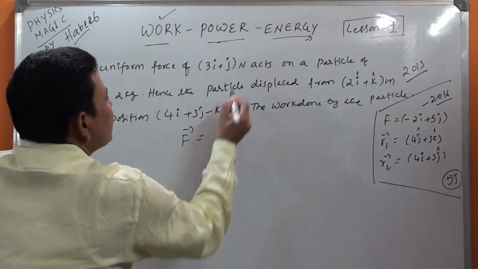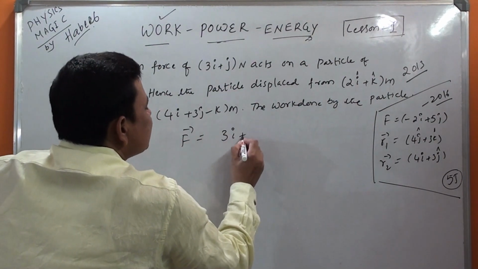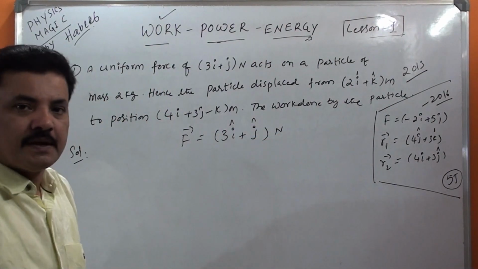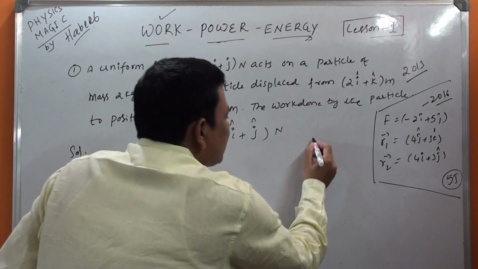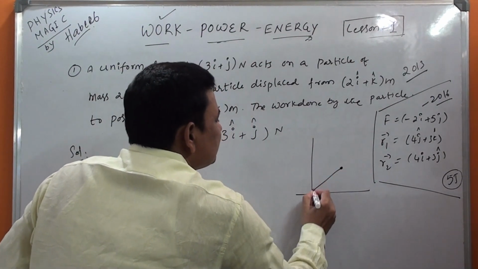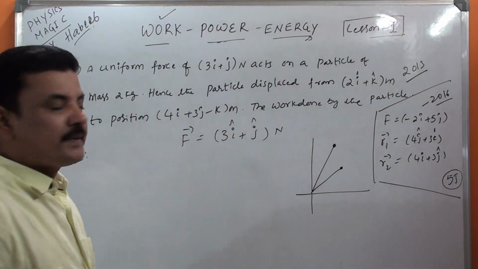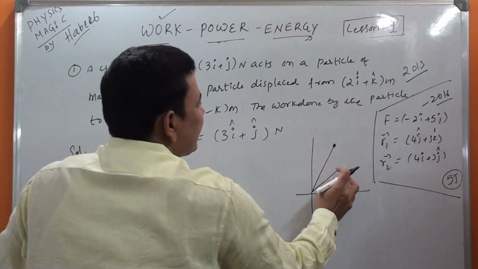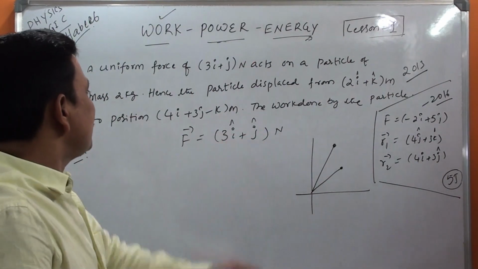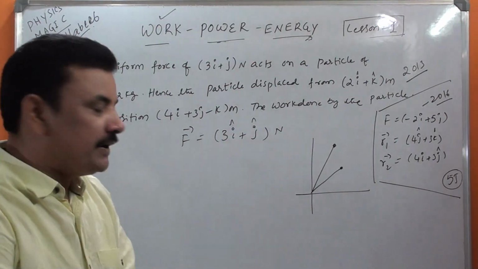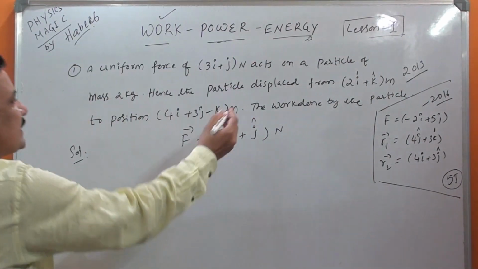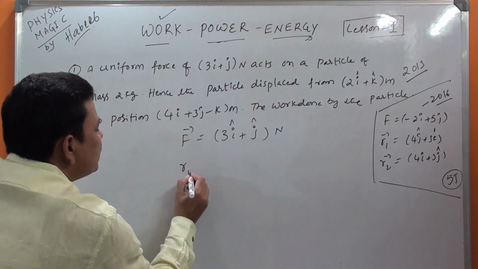Then force bar is given as 3i plus j Newton. Then I told you about the initial position, as I told just now, this is one position, this is another position. The first position he gave as 2i plus k meter, and the second position he gave as 4i plus 3j minus k meter. Like this only. But I am not going to take all these. Very simple, I am going to explain you.